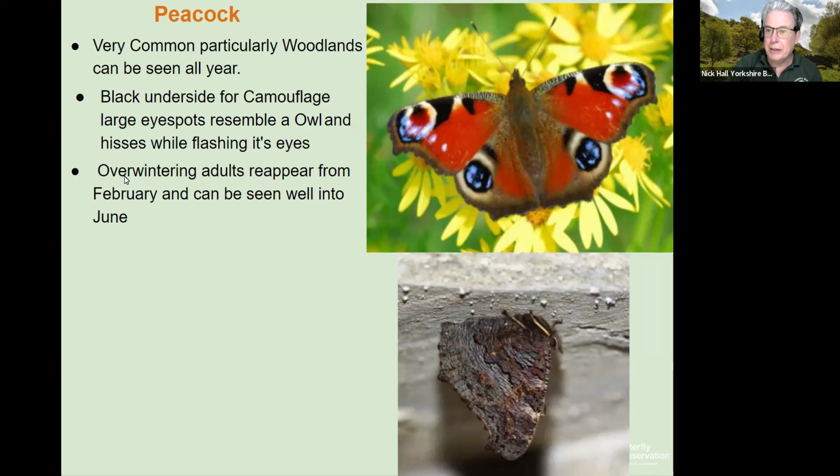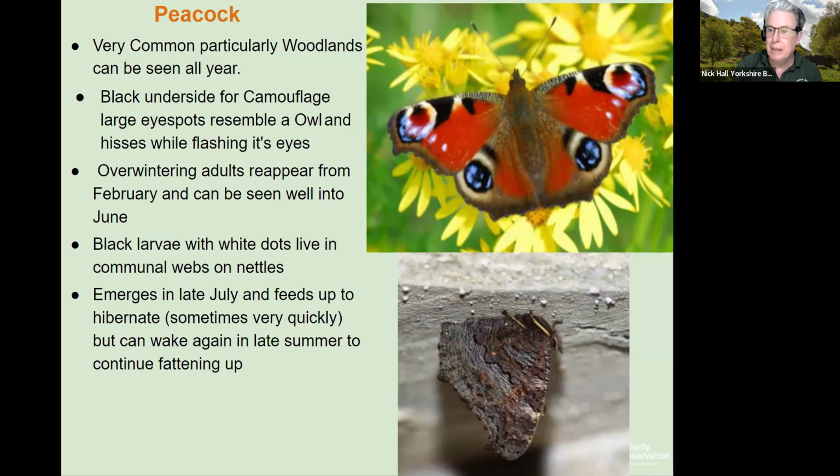So the overwintering adults appear in February, but those same butterflies can be seen all the way into June. They're very long-lived. Black larvae with white dots live in webs, and they begin to emerge as the new generation in late July. And they feed up and hibernate, sometimes very quickly, which is confusing because you might only see them for a week or less in very hot weather because they feed up very quickly and then hibernate. They can wake again, but if it's very warm weather, they tend not to. But if they do come out, they'll continue to fatten up ready for winter.